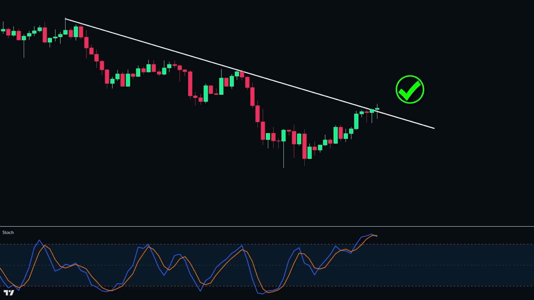Now, let's break down pullbacks. They're like small pauses in big moves. The trend rests before pushing further. Smart traders use them to enter safely. You buy the dip when it aligns with trend. Just make sure it's not a reversal. Look for confluence before you act.